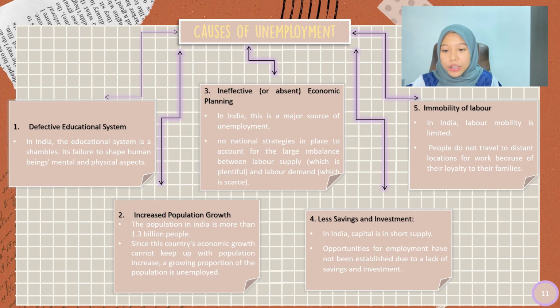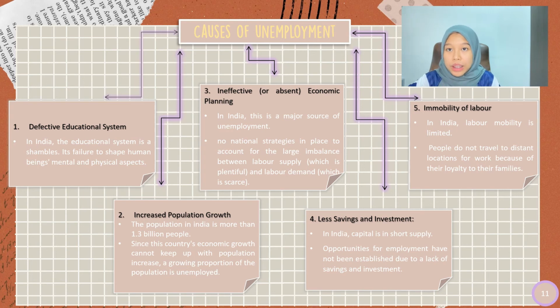Secondly, it is because of increased population growth. The population in India is more than 1.3 billion people. Since the country's economic growth cannot keep up with population increase, a growing proportion of the population is unemployed. Thirdly, ineffective or absent economic planning. In India, this is a major source of unemployment. No national strategies are in place to account for the large imbalance between labor supply, which is plentiful, and labor demand, which is scarce.